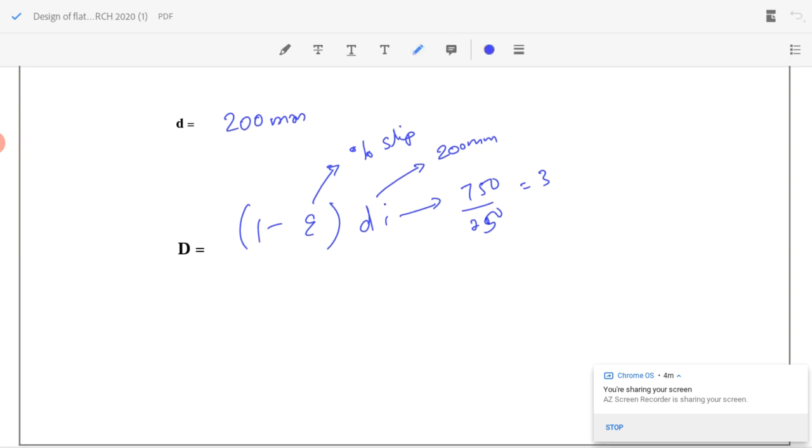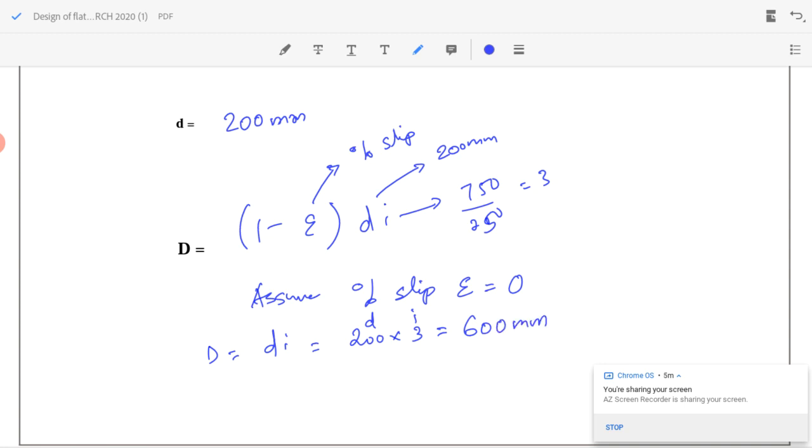So assume percentage slip epsilon equal to 0. I can get this equation, capital D equal to small d into i, equal to 200 into 3. I will get 600 mm.